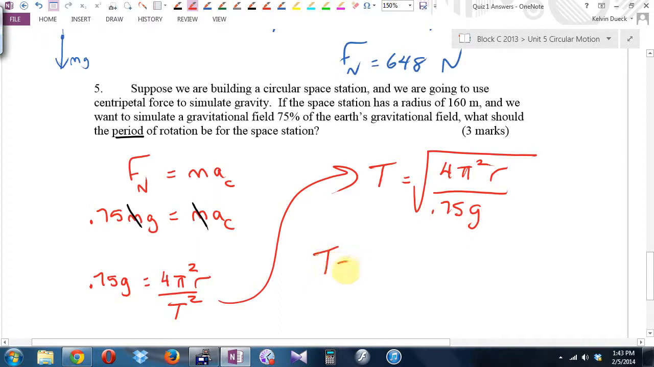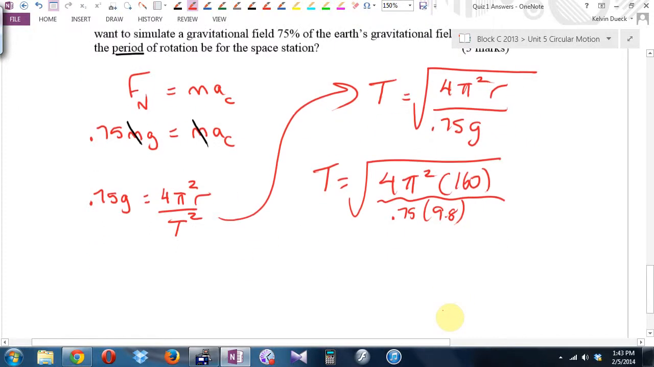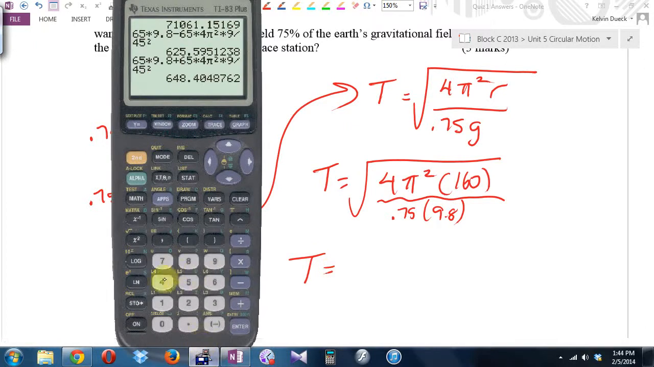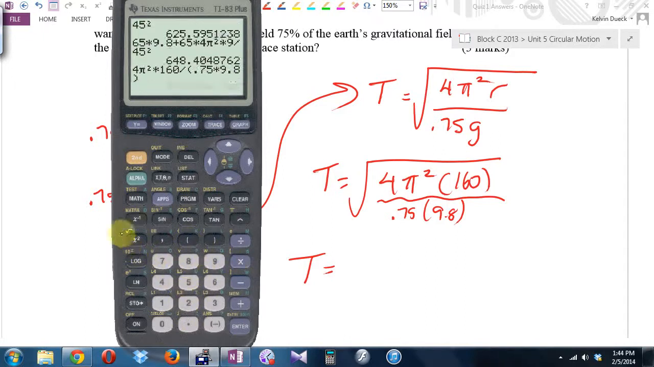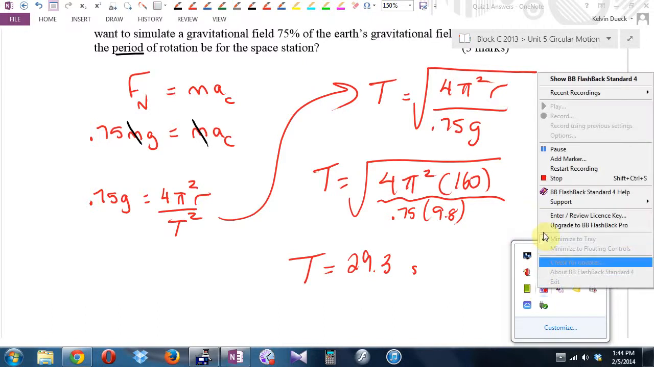The period is going to be the square root of 4 pi squared. I tried making these numbers a little more realistic. 75% of 9.8. And you get 4 pi squared times 160 divided by 75% of 9.8, square root, 29.3, is that right? 29.3 seconds. So give yourself a score, please.